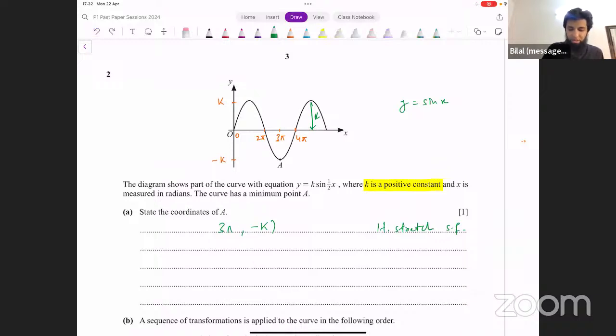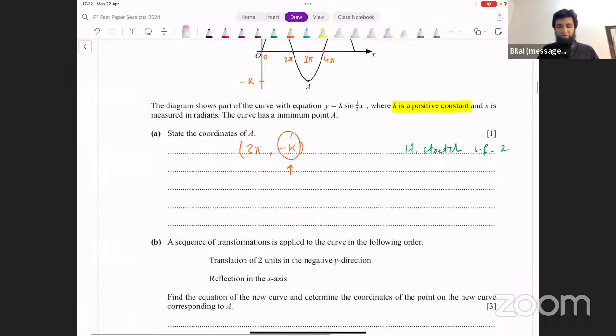So it's 3 pi and minus k. These are the coordinates of the point A. And that's what we were looking for. We had to state these coordinates. So there's a vertical stretch of scale factor k, because of which this is what the y coordinate turns out to be. There's a horizontal stretch of scale factor 2, because of which the point 2 pi goes to 4 pi. And the point that was earlier 3 pi over 2, that becomes 3 pi after multiplying by 2. So this point is going to be 3 pi. All right, that's the first part.